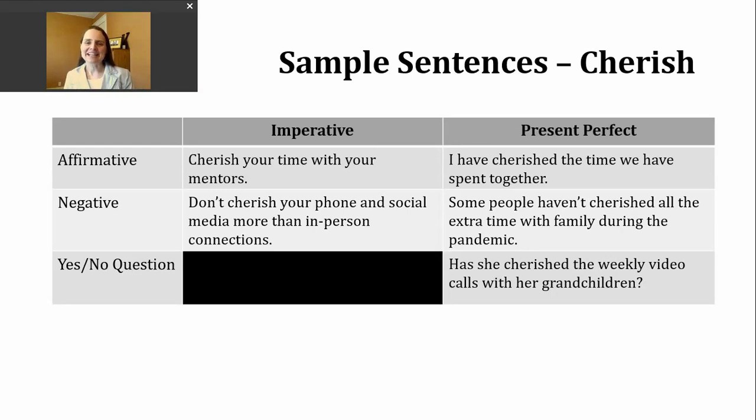Finally, let's look at making a yes or no question in the present perfect. To do this, we're going to start with have or has, whichever one matches our subject that comes next. And then we're going to use the participle form of the verb. Has she cherished the weekly video calls with her grandchildren?